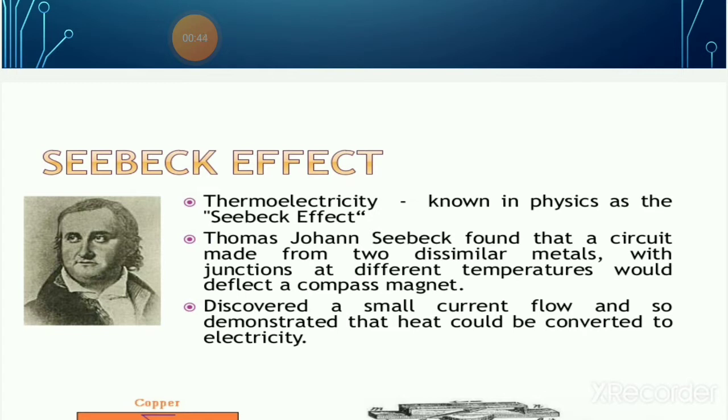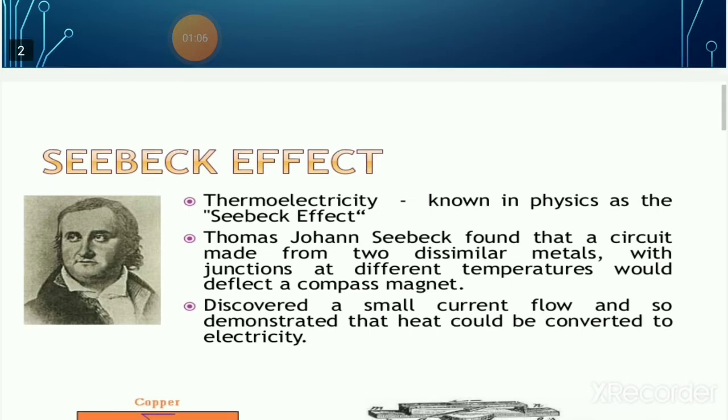Thomas Johann Seebeck found that a circuit made from two dissimilar metals with junctions at different temperatures would deflect a compass magnet, or a galvanometer, voltmeter or current meter, as you saw in the last video. He discovered that a small current flows, and so demonstrated that heat could be converted into electricity.